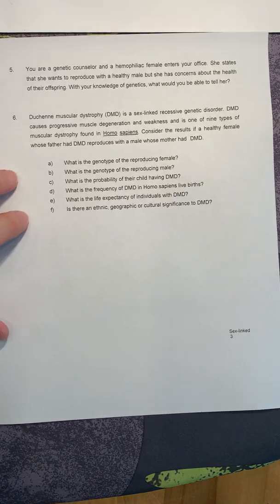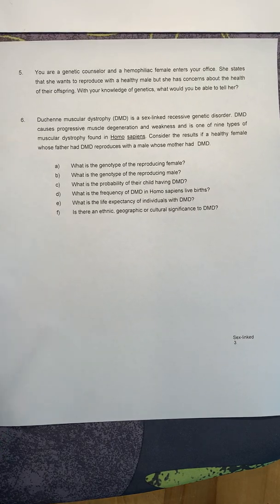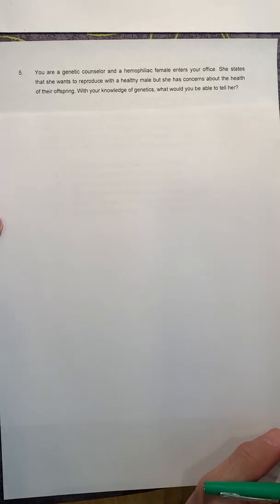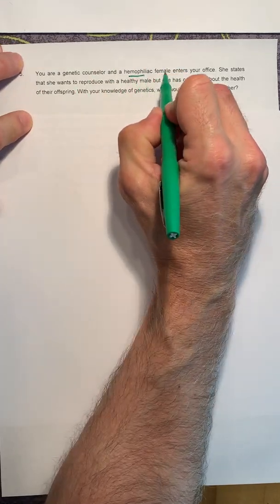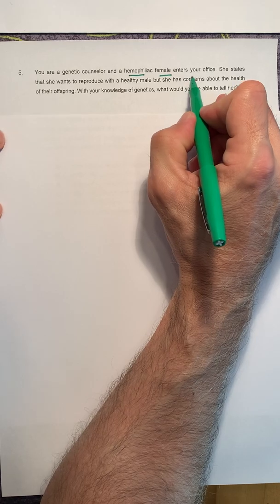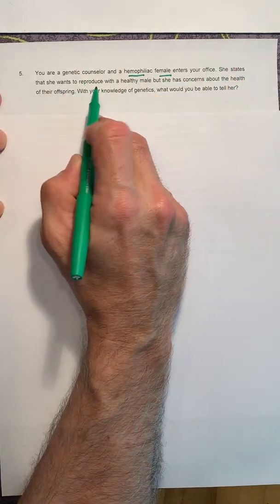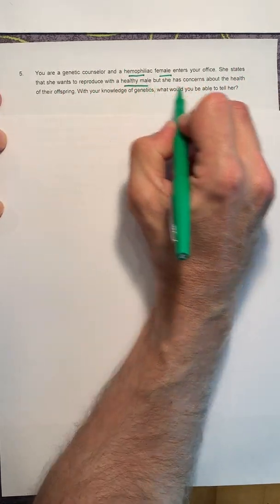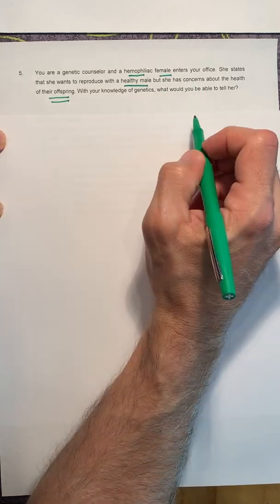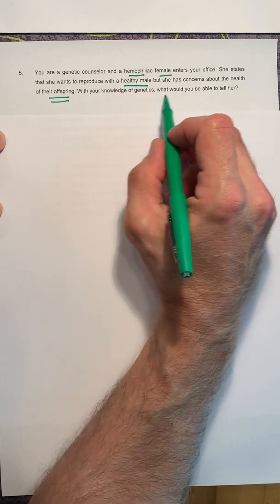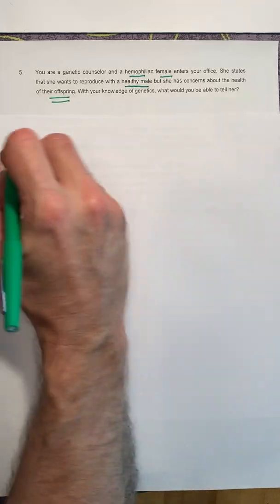Then I'm going to jump forward to question number 5, where you're playing the role of a genetic counselor. This is a cool question. Do a little role play here. So it says, if you are a genetic counselor and a hemophiliac female walks into your office. She states that she wants to reproduce with a healthy male, but she has concerns about the health of their offspring, as any parent would. With your knowledge of genetics, what would you be able to tell her?